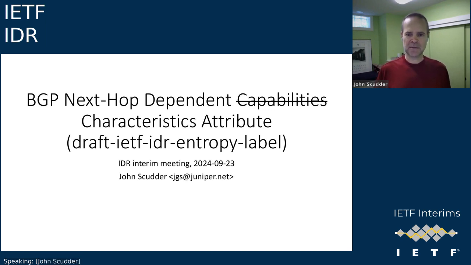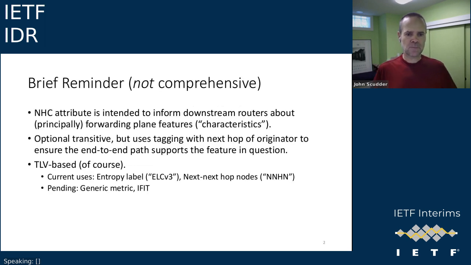Same spec, mostly, different name. So as a really brief reminder of what we're talking about, actually Srihari teed it up pretty well already. We have this attribute called NHC, which is there to tell downstream routers what it is we can do, mostly in our forwarding plane, but I'm sure it will be abused for all kinds of things, which is great, because that's what we do in BGP. And as Srihari already covered, it's optional transitive, but we do our very best to make sure that if the end-to-end path doesn't actually support the represented feature, the transitivity doesn't come around and bite us. And of course, it's TLV based.